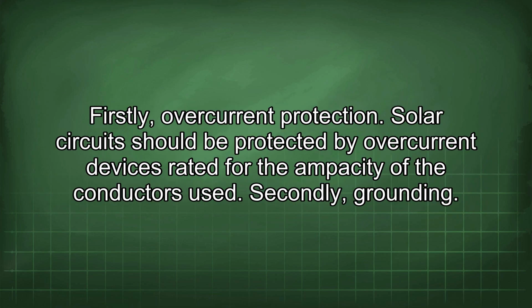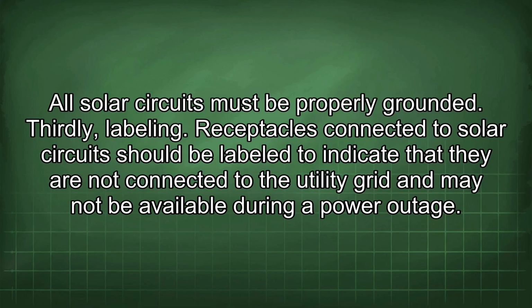Firstly, overcurrent protection. Solar circuits should be protected by overcurrent devices rated for the ampacity of the conductors used. Secondly, grounding. All solar circuits must be properly grounded. Thirdly, labeling. Receptacles connected to solar circuits should be labeled to indicate that they are not connected to the utility grid and may not be available during a power outage.